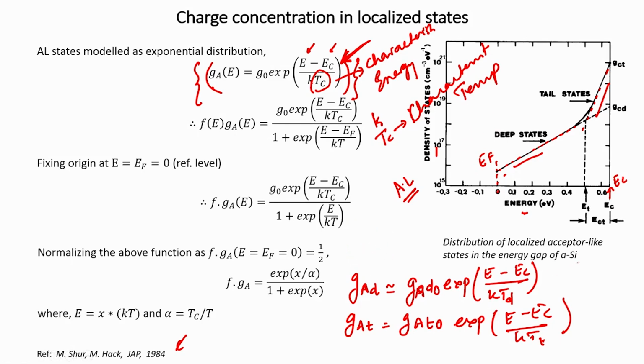So this is the first step towards any modeling, which is to define the density of states, and we can define this using an exponential definition with a fitting parameter called the characteristic temperature.